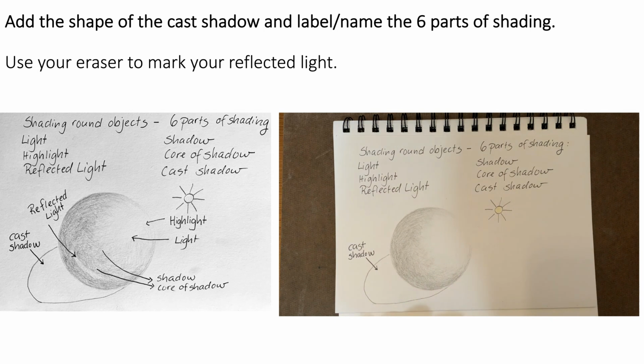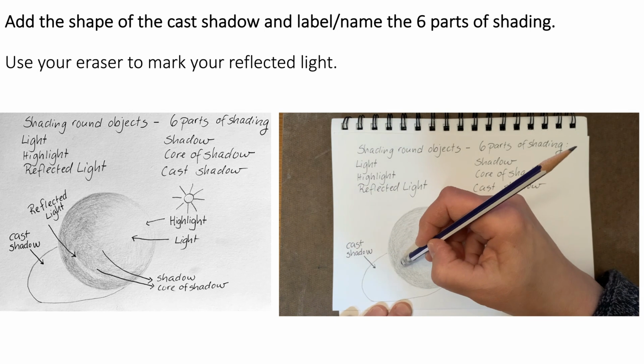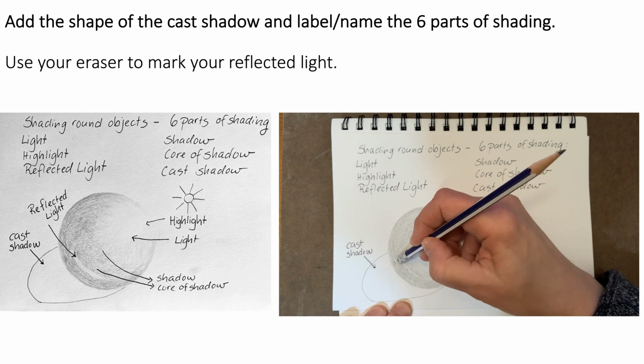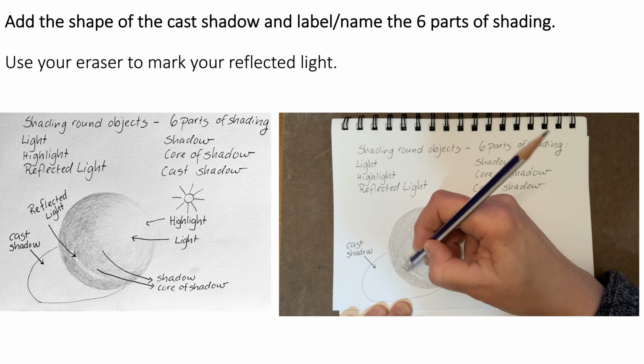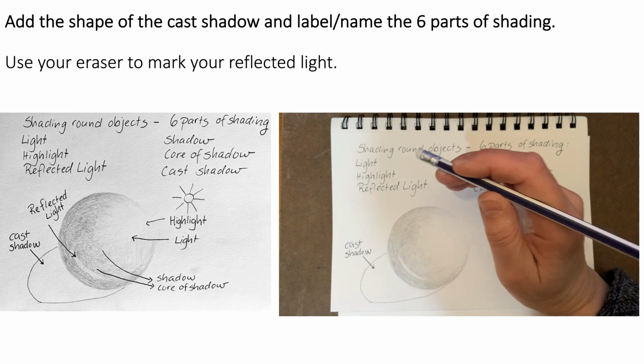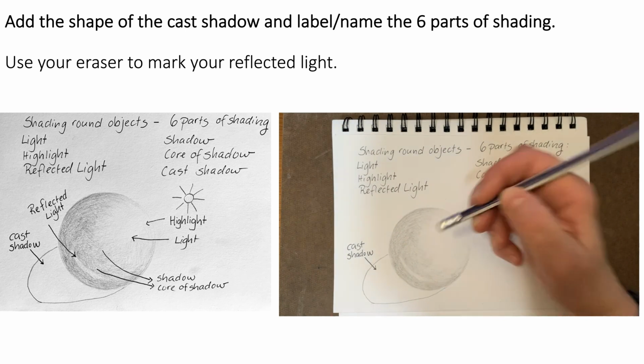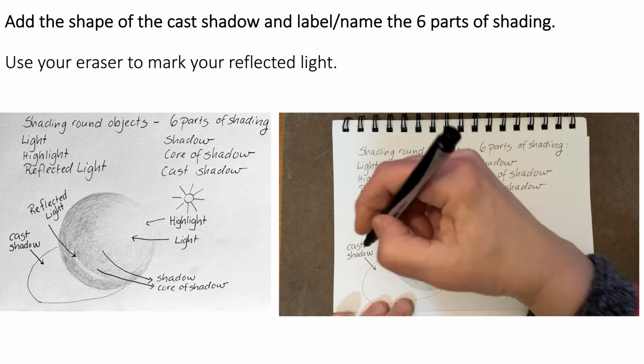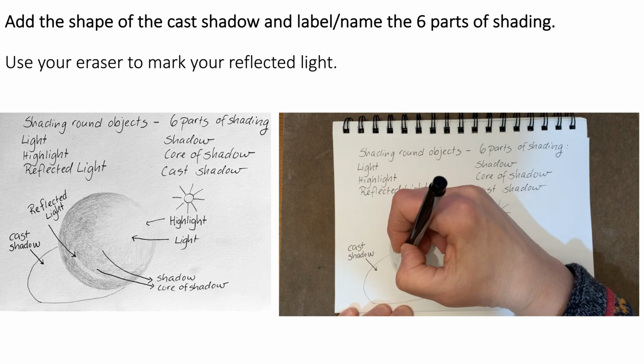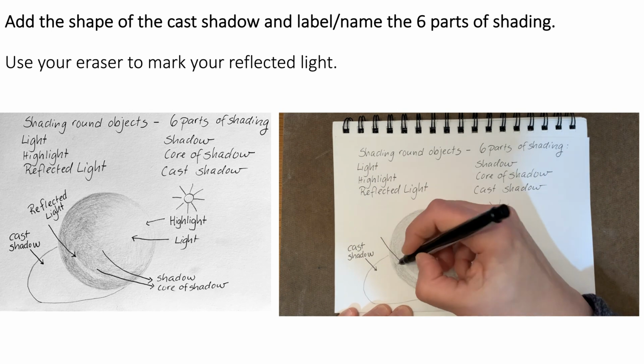The reflected light is caused by the light that is bouncing back from the surface of your sphere, or the surface that your sphere is sitting on. It is like a sliver opposite from the highlight. I use my eraser to lighten the area of the reflected light.